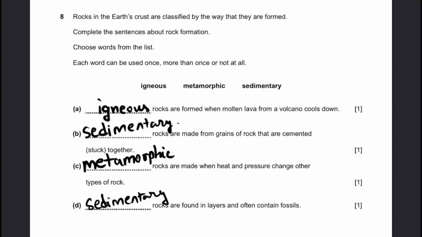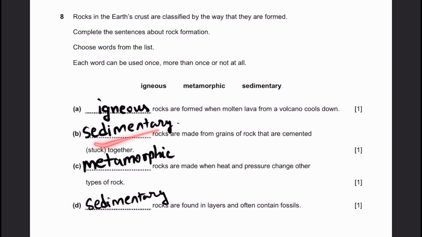That's the answer. Question 8. Rocks in the Earth's crust are classified by the way that they are formed. Complete the sentences about rock formation. Choose words from the list. Each word can be used once, more than once, or not at all. Igneous, metamorphic, and sedimentary. Dash rocks are formed when molten lava from a volcano cools down. That's igneous. Dash rocks are made from grains of rock that are cemented or stuck together.